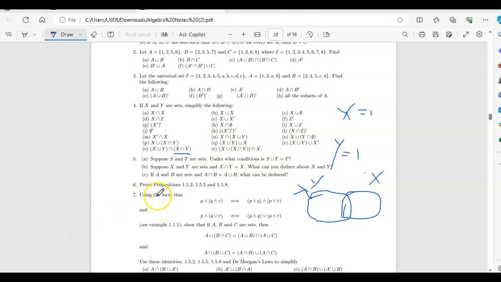Now the next one: if A and B are sets and A and B is equal to A or B, what can be deduced? It can also be deduced that A is equal to B. A and B is 1 and A or B is 1, so it's the exact same thing rephrased. Basically they're trying to tell you that if they have one set, they're equal.